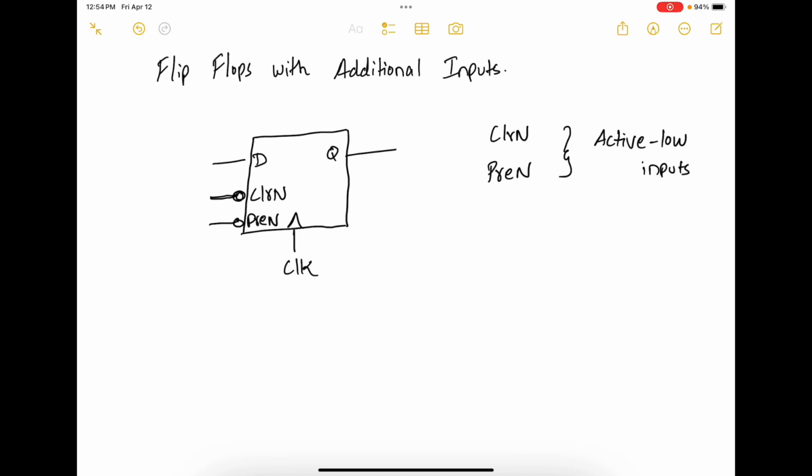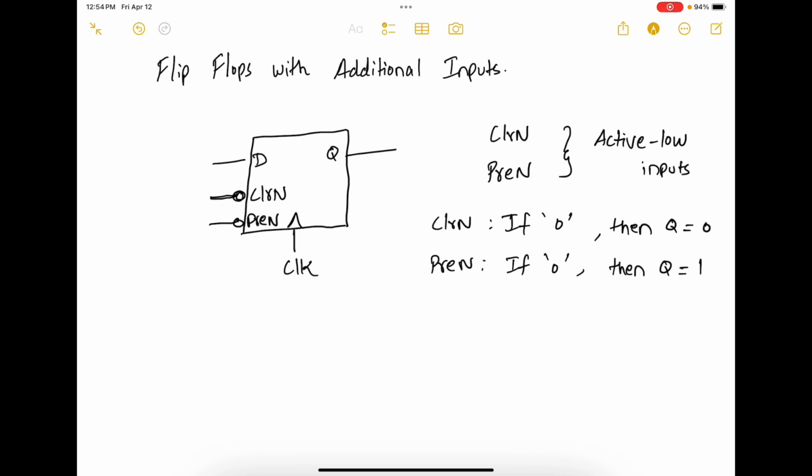So using these additional inputs, we are able to initialize the value stored in the flip-flop. How we are able to do that is, if we set clear N to 0, then output Q is guaranteed to be 0. And for pre-N, if pre-N is set to 0, then your output Q is guaranteed to be 1. When you design this, you have to be careful to not make pre-N and clear N 0 at the same time. If you do that, your Q is going to go to 0 or 1, and you never really know what is going to happen. So you need to be really careful with that.